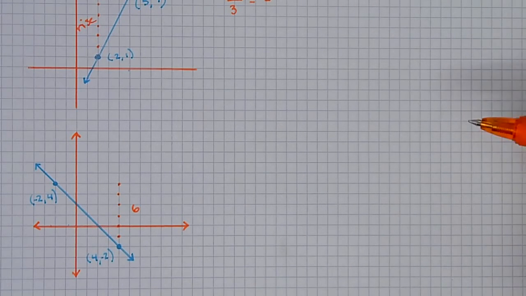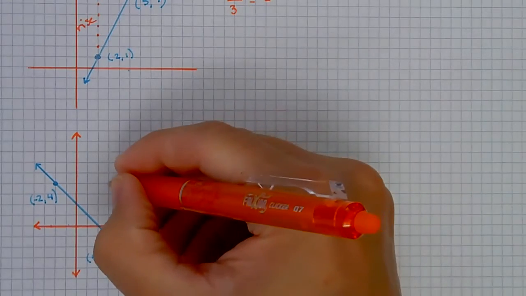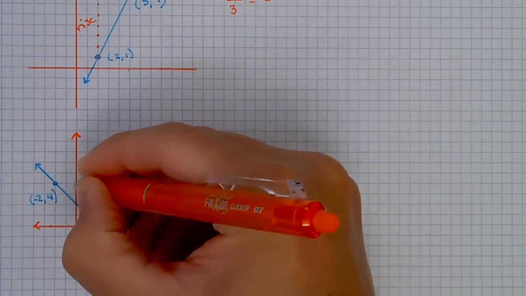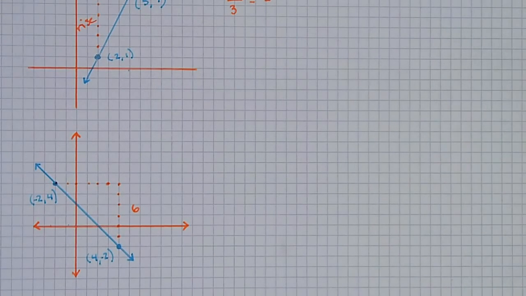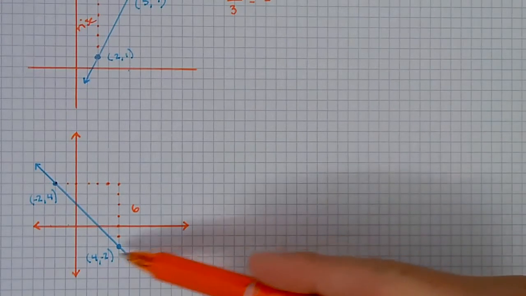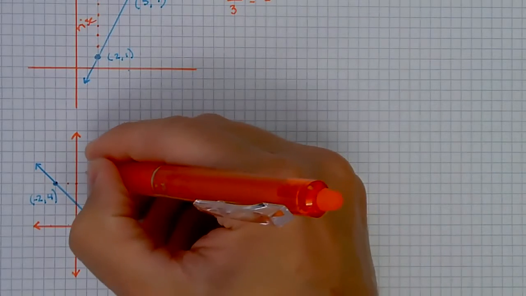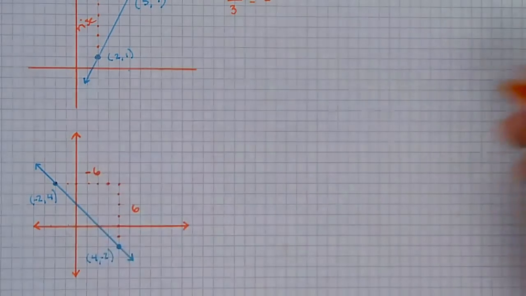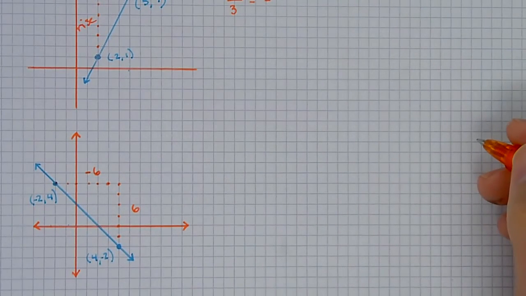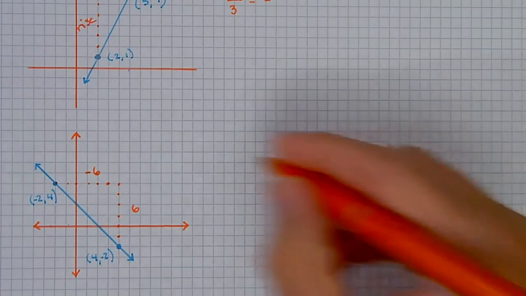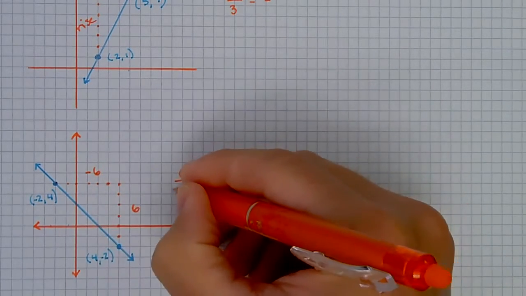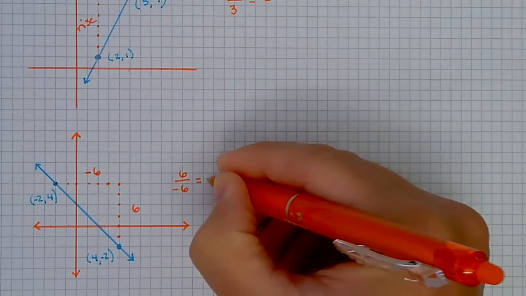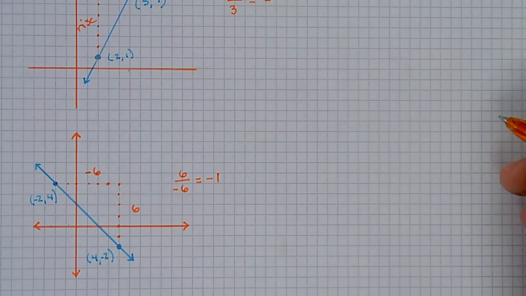But what am I doing differently this time? I'm going to the left, 1, 2, 3, 4, 5, 6 again. So if I'm going to the left on the x-axis, what am I doing? I'm decreasing. So that has to be a -6. So my change in y values was 6. My change in x values was -6. So I get a slope of -1.